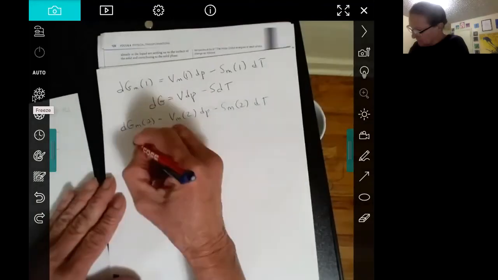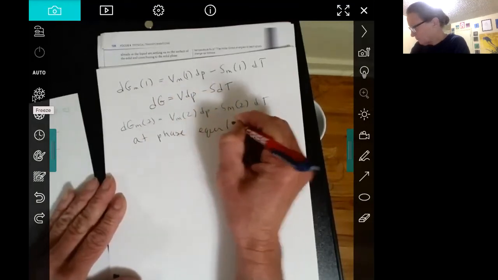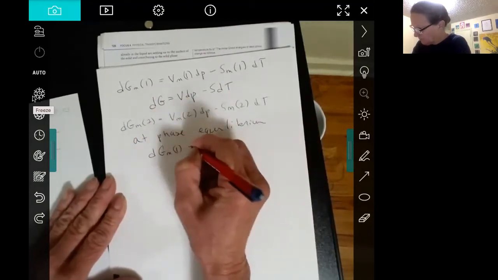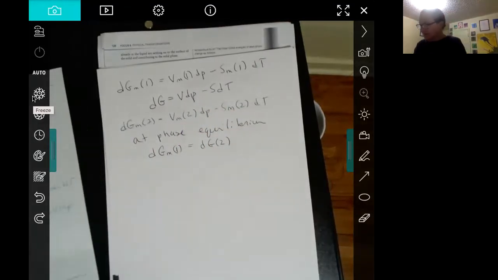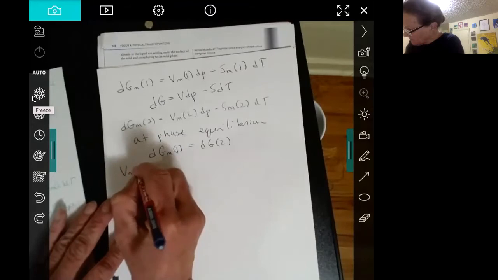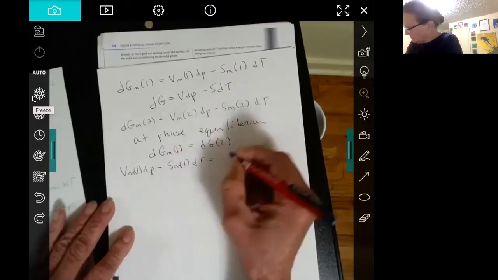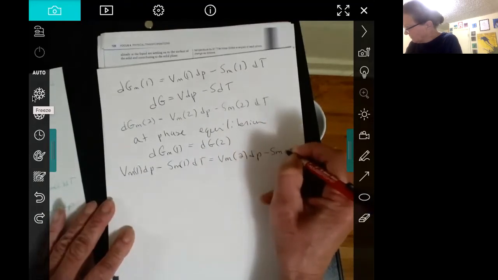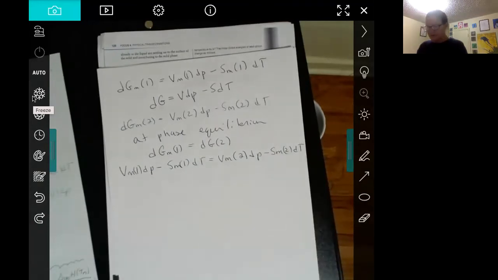So if we're at equilibrium, then it's going to be true that those are equal. And so if I then set this equal to this, I get that it has to be equal to the molar volume of the second phase, entropy of the second phase, and the change in temperature. So now we're just going to group the terms together.